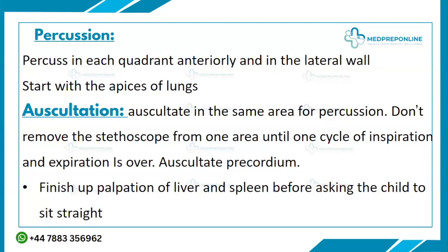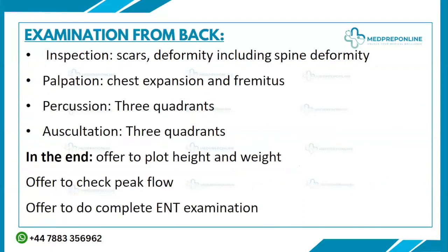So just quickly do the liver palpation. You don't have to do the whole formal way of doing it. Just go from the right lower quadrant, move up while the child is breathing, and rule out any hepatomegaly, and quickly go diagonally for the spleen, and then ask the child to sit straight. After that, do all the steps of the examination from the back again: the inspection, the palpation, the percussion, the auscultation.